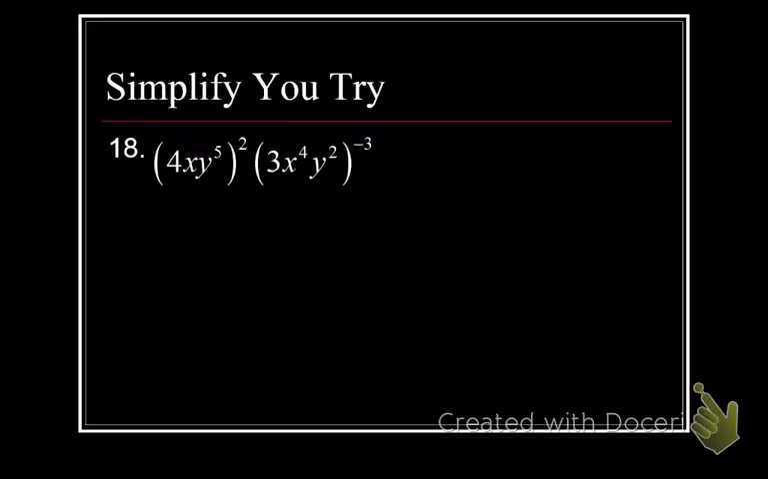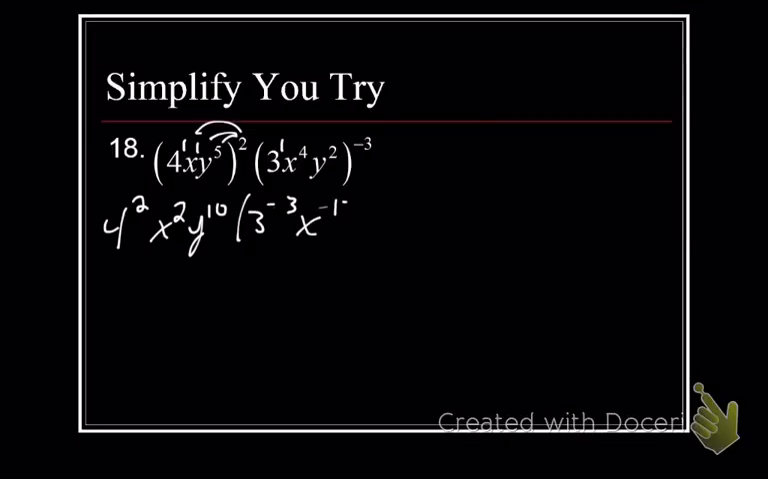Okay? Last but not least, number 18. Exponent of 1, exponent of 1. There's a 1 exponent on this x. Maybe it's helpful to write those ones in for right now. And then distribute your 2. So you get 4 squared, x squared, y to the 10th, times 3 to the negative 3rd, x to the negative 12th, y to the negative 6th.